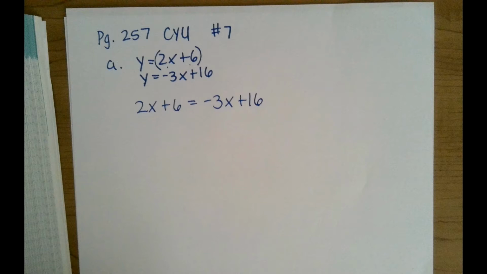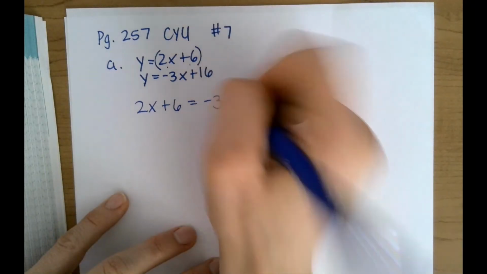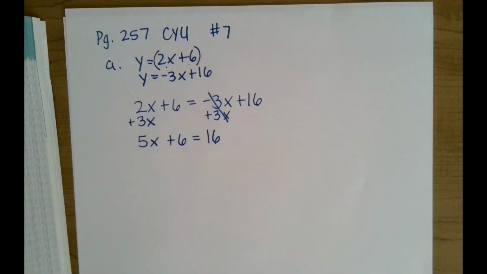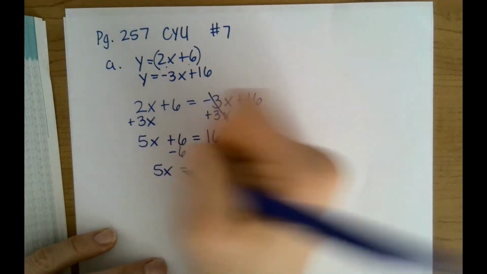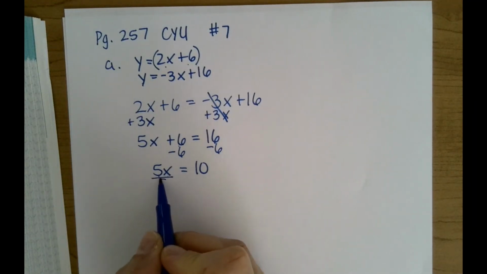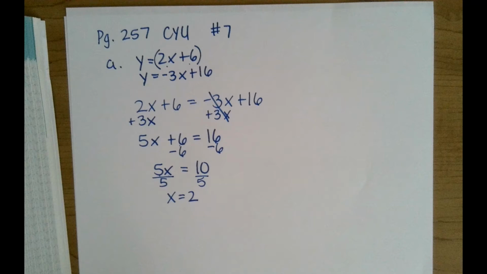Then I want to solve for x. Notice how now we just have the x variable. I can do this many ways, but I'm going to move my x terms to the left side of the equal sign. So if this is negative 3x, I'm going to add 3x to both sides. That cancels out. Then I want to move all my constant terms to the opposite side. So plus 6, I'm going to minus 6 both sides. 5x equals 10. Then if it's 5 times x, the inverse is divided by 5. x equals 2.